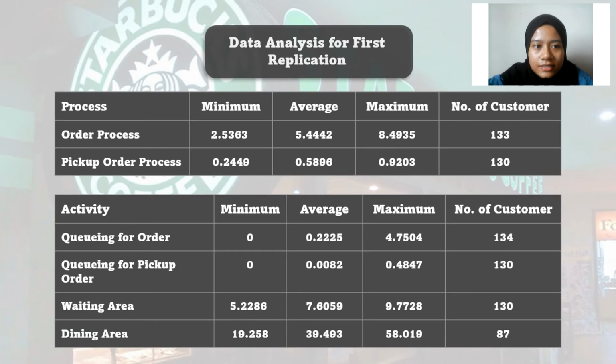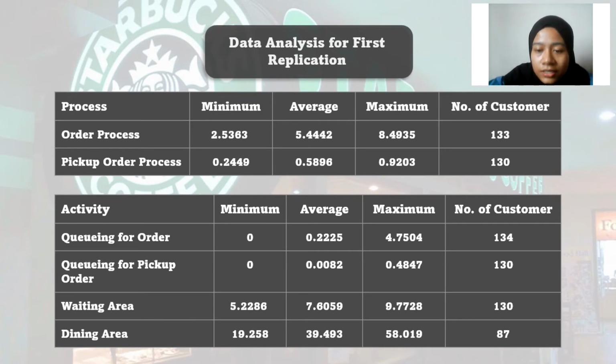Next is the analysis and result. It consists of three parts, which are summary report output, resource utilization, and experimenting the model. As for the summary report output, the data analysis is for the first replication. There are two processes involved in this Starbucks simulation, which are the order process and pickup order process. The average time for order process is 5.442 minutes, while for pickup order process is 0.5896 minutes. This shows that on average, the customer only spent about 0.5 minutes until 5.4 minutes at the order counter and pickup order counter.